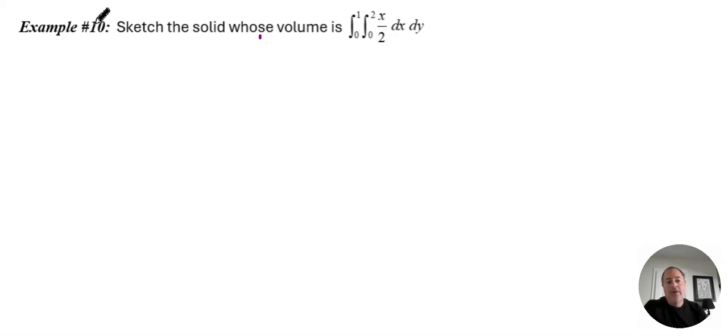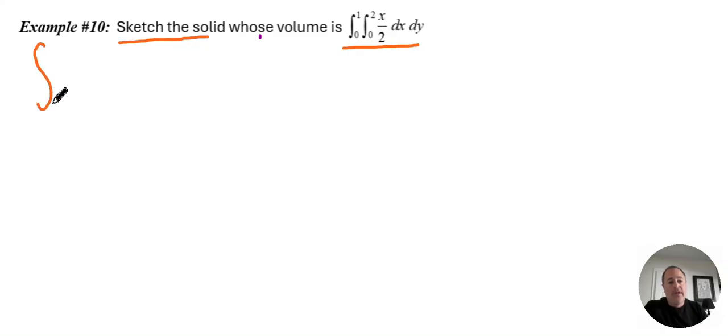So the next thing we're going to do is talk about a problem where we want to sketch the solid whose volume is given by this integrand right here. And the first thing that I want to do before I actually do that is let's just really quickly solve this so we can kind of see what our answer should look like. In previous videos, we've talked about this, and it's actually really basic to integrate.